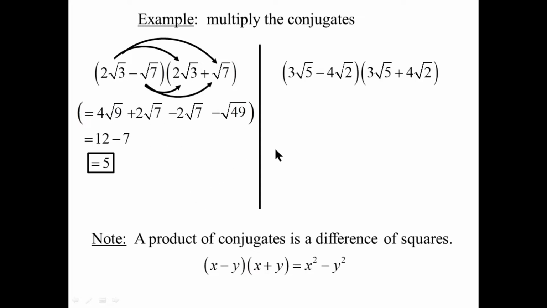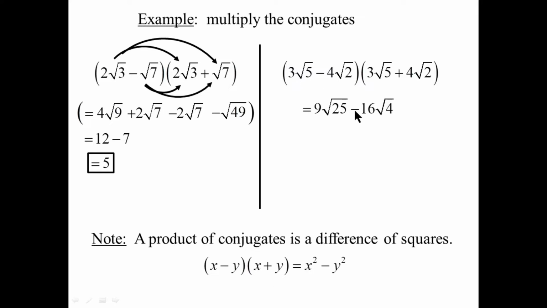Let's multiply some more conjugates. These are conjugates. Let's check. They're identical, 3 root 5, 3 root 5, 4 root 2, 4 root 2, identical, except for one's got plus and one's got minus. Okay, they're conjugates. So we'll get a difference of squares then.